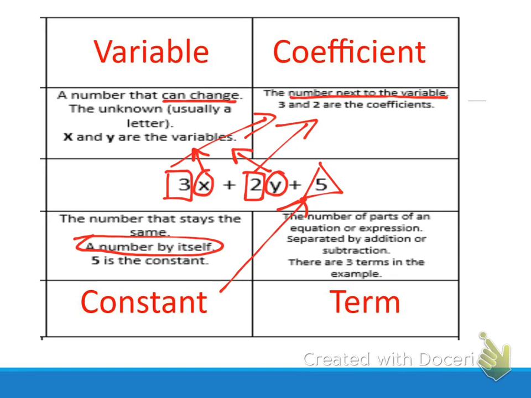Okay? And the last one is the hardest to remember, but we have something called a term, and we're going to talk about these over and over again. But a term is the number of parts of an equation or an expression separated by addition or subtraction. That's the key. So the different parts separated by addition or subtraction. So do you see we have 3x plus, that's one term, 2y plus, that's 2 terms, 5, that's 3 terms. So this has 3 terms, 3x, 2y, and 5, because they are separated by addition signs. So terms are the groups. You're exactly right. So there are 3 terms in this example.